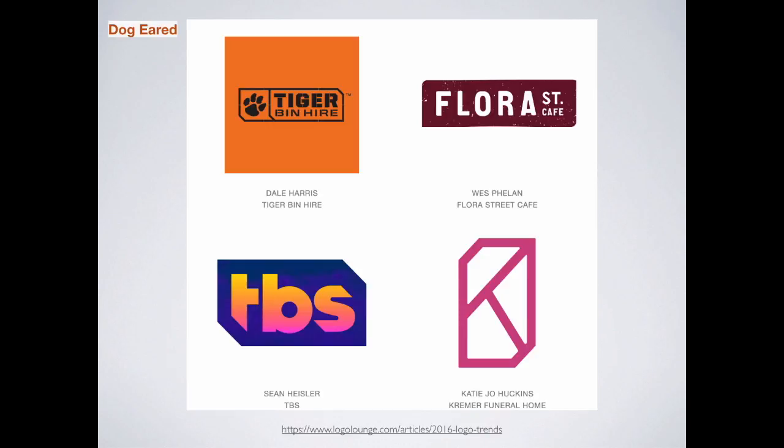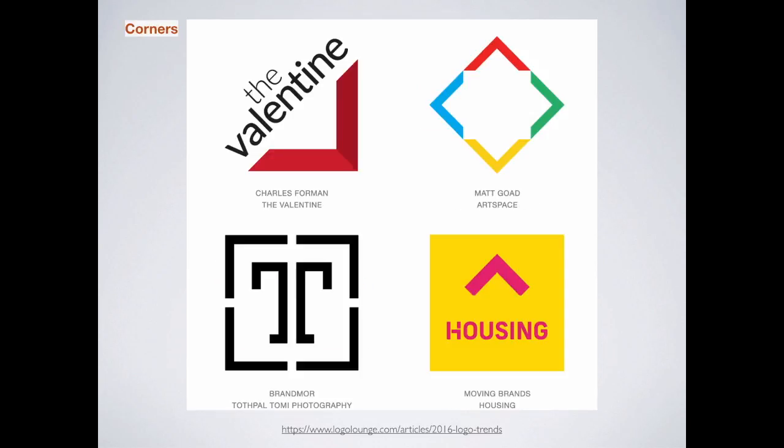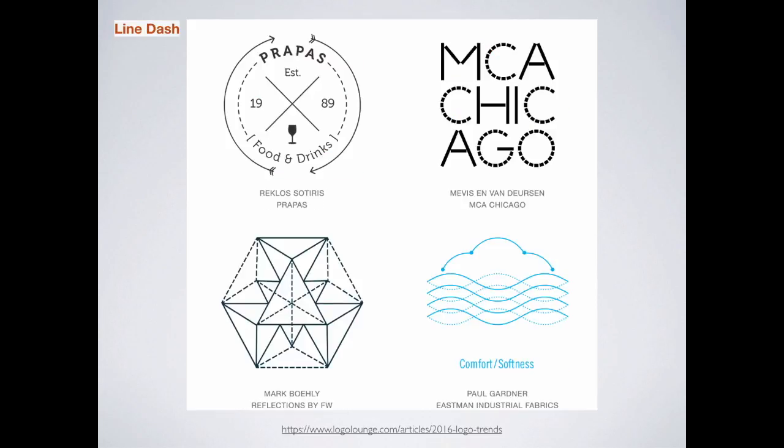Clipping the corners or dog-earing the corners. Right? Again, kind of trendy, kind of in. Corners in general are kind of in. Right? So you can either clip the corner or you can emphasize the corner. It's up to you, but they're both in. Right? Dotted lines or dashed lines.